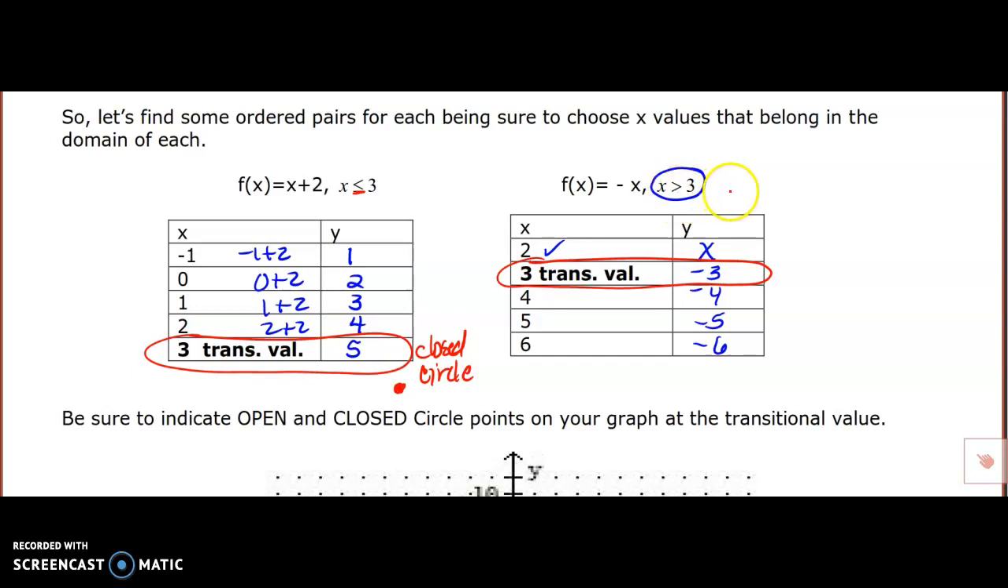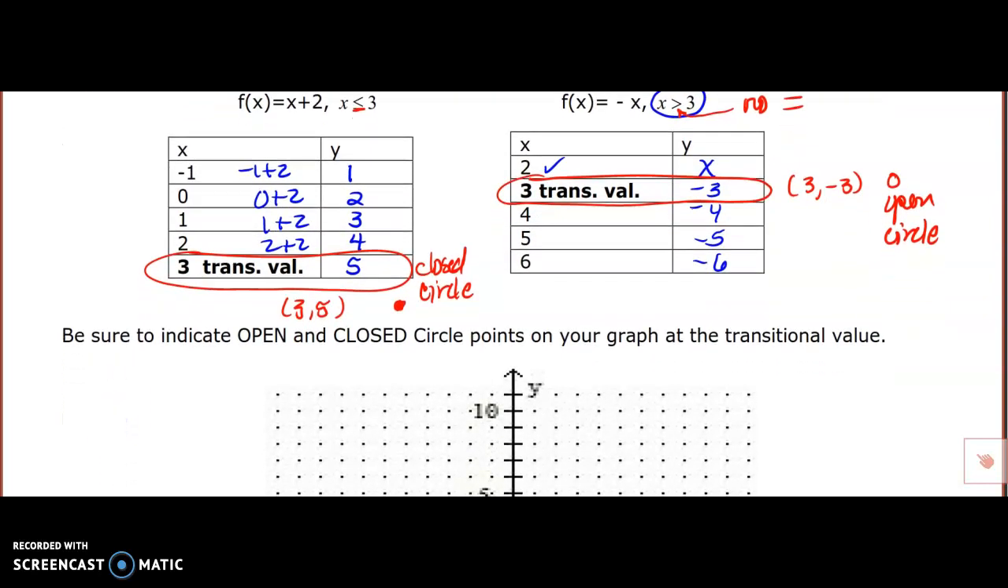Because this one does not have the equal to part, then when I go to graph that function on that side, this transitional value of 3, negative 3 is going to be an open circle because this one did not have the equal to, so I can't include it as part of my graph. The 3, 5 is going to be a closed circle. So let's see how we're going to graph that. So we're just going to plot some ordered pairs.